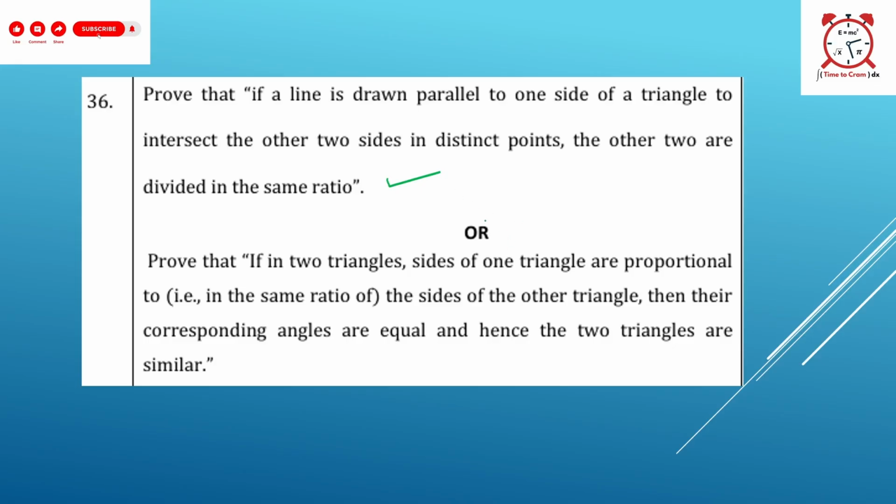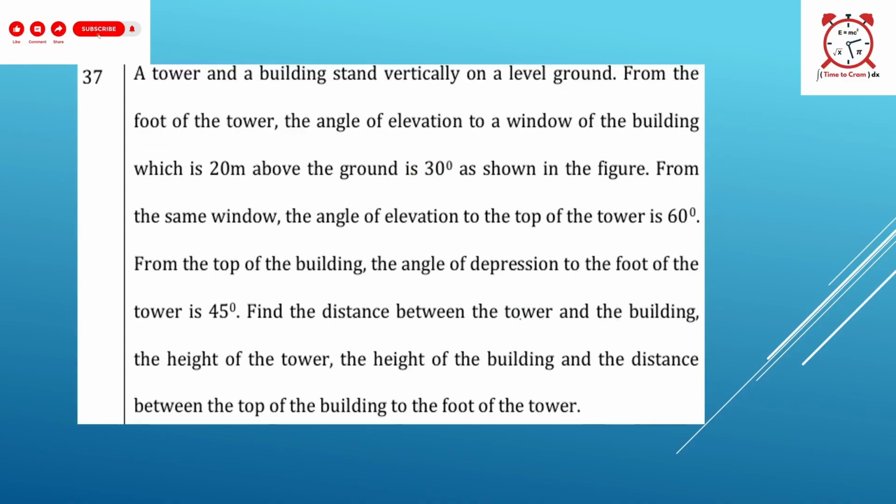In the same way, in the OR option, the question is to prove the similarity of two triangles. This also we had proved in model question paper 1. So go and watch the video, clear your doubts and prepare the theorems. Let us go to the next question, 37.